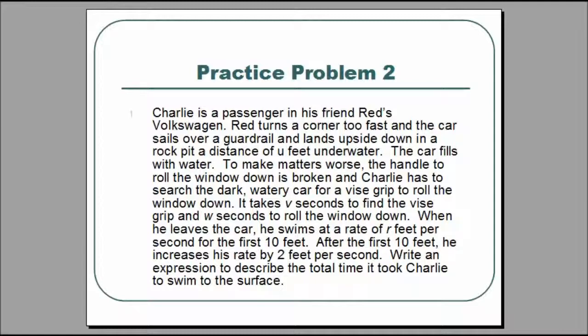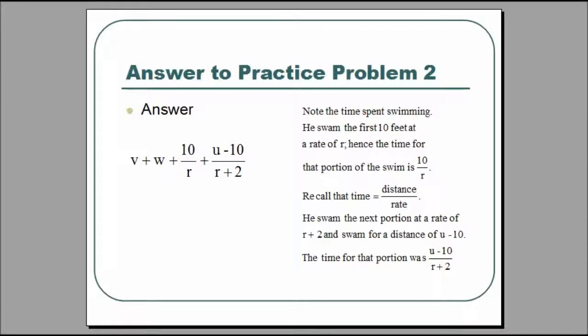The answer is V plus W plus 10 over r plus u minus 10 over r plus 2. Obviously, v is the time Charlie spent finding the vise grip, and w is the time he spent rolling the window down. Note the time he spent swimming.